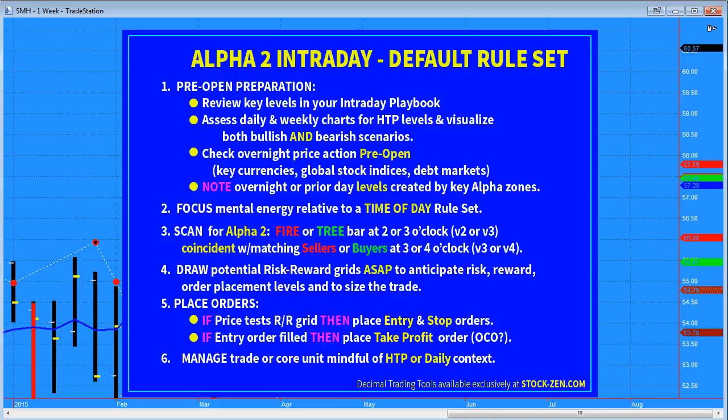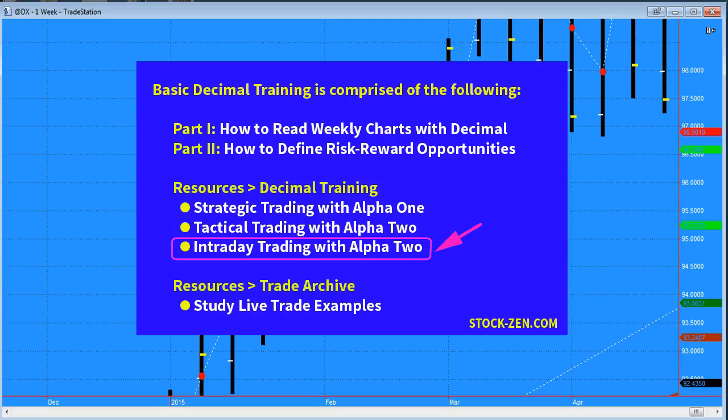One question that may come to mind is, since Alpha 2 signals work so well in both higher time frames and intraday, do Alpha 1 signals also work in the intraday realm like they do in higher time frames? The answer is Alpha 1 signals also work in intraday time frames, but Alpha 1 is designed more as a strategic signal generator, so we do not recommend emphasizing Alpha 1 intraday. This concludes the Intraday Trading with Alpha 2 training session.